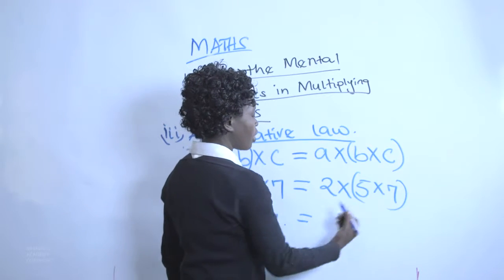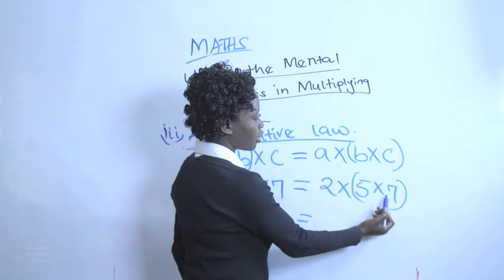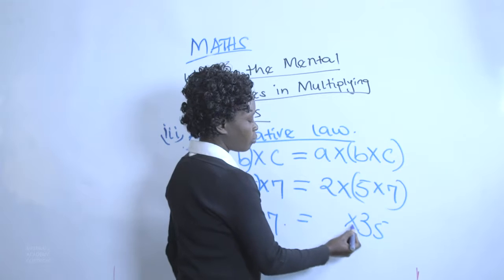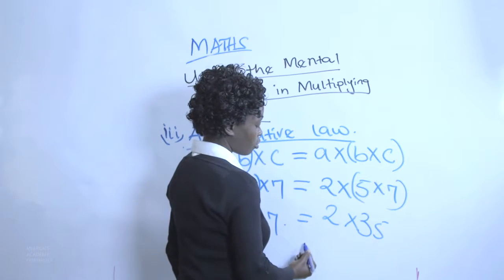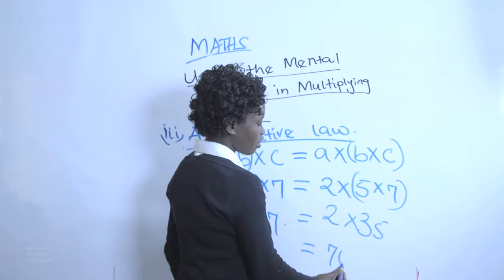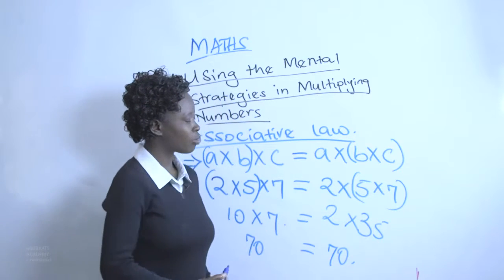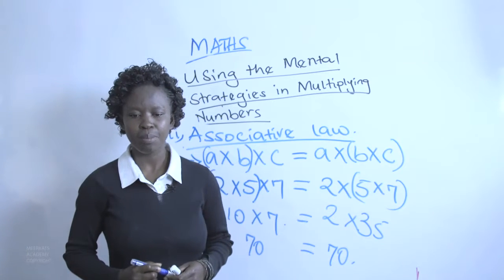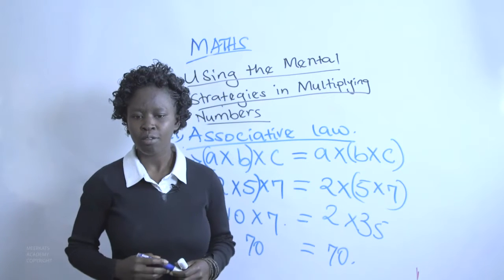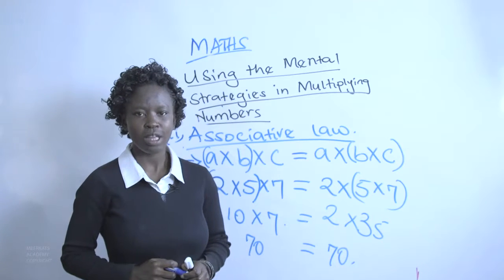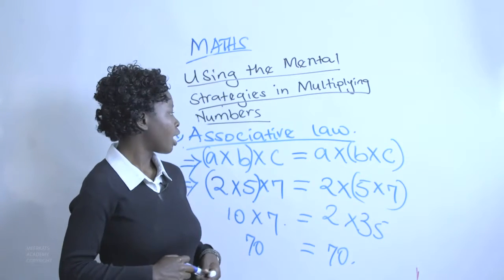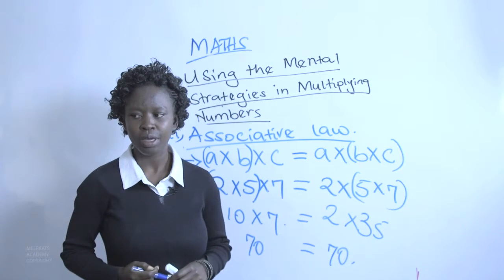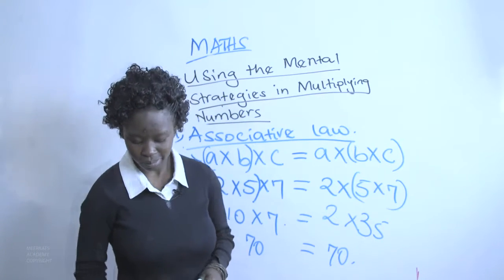Alternatively, if I start from the other side, such that I have 5 times 7, which will give me 35. So I have 35 multiplied by 2. 35 times 2 will simply give me 70. So you find that whichever pair you start with, it doesn't matter. It will simply give you the same values. So that law is known as the associative law, where the pair you are starting with does not matter.